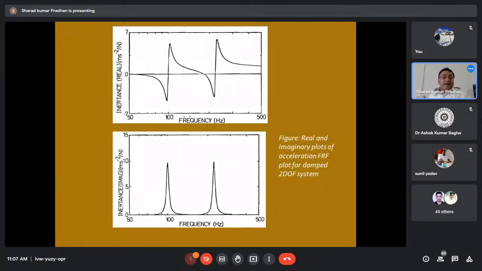These are the real and imaginary parts of inertance. Inertance means acceleration FRF, X double dot divided by F. Capital X double dot divided by capital F. So these shapes are almost the same. These are the real and imaginary parts.